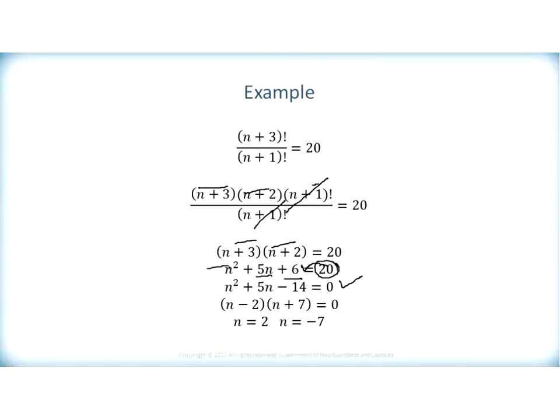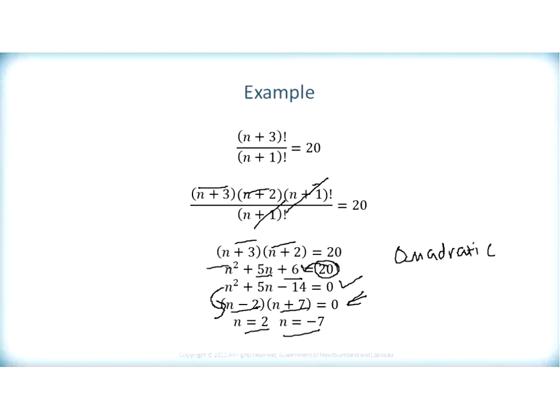Using a strategy for solving quadratic equations, we can factor. This quadratic is factorable, and it factors to be n subtract 2, n plus 7. You could also use the quadratic formula, yet it is more convenient to factor in this case. N equals 2, and n equals -7.